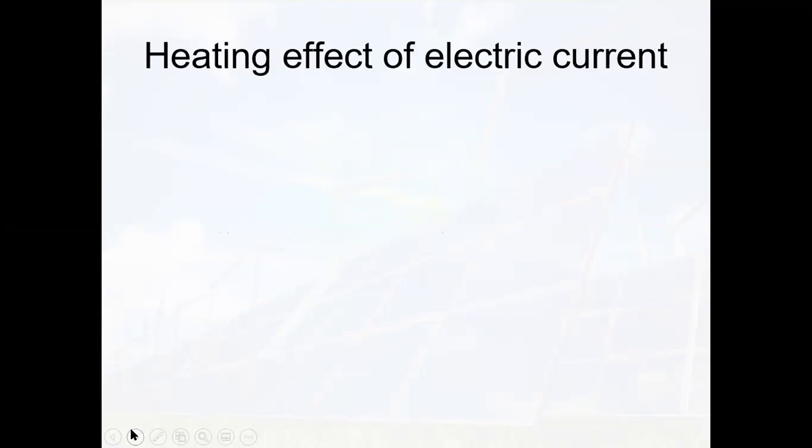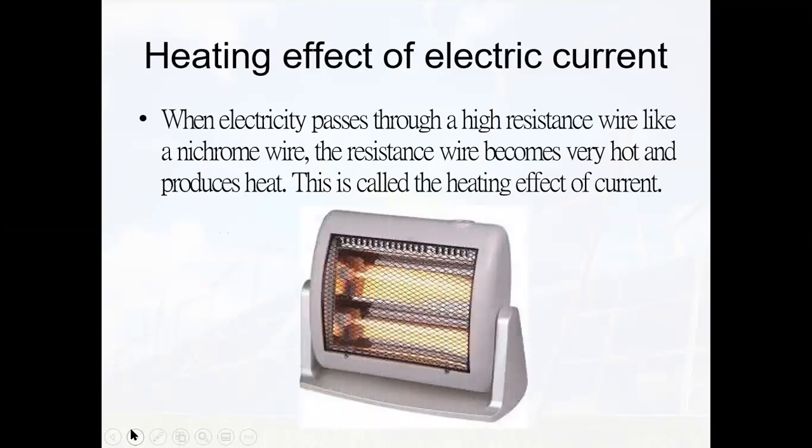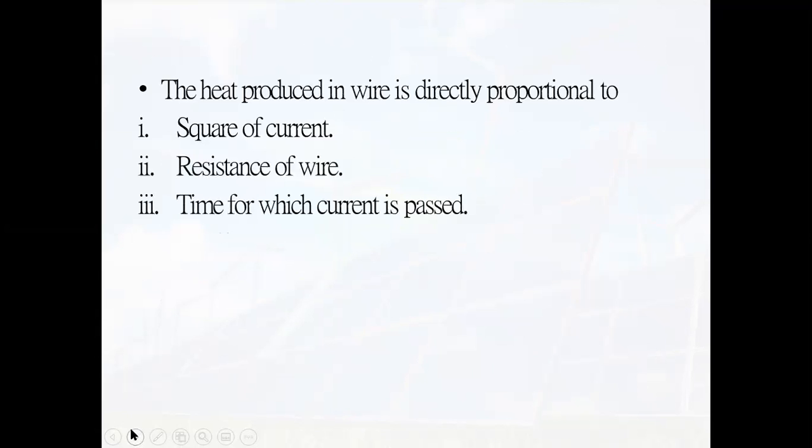Now, heating effect of an electric current. When electricity passes through a high resistance wire, like a nichrome wire, the resistance wire becomes very hot and produces heat. This is called the heating effect of current because the production of heat is only because of the flow of current. Now, the heat produced in a wire is directly proportional to the square of current and resistance of the wire as well as the time for which current is passed.